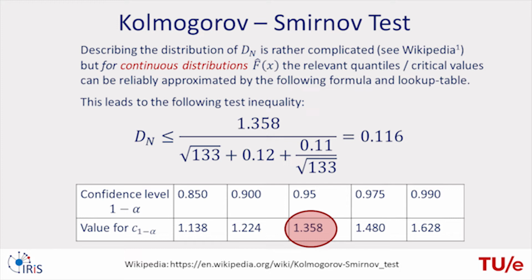So when we've computed the statistic D of n, we should find a value lower than 0.116 in order to accept that the distribution is indeed close to the actual distribution that we hypothesized. If D of n is larger than 0.116, then we reject our hypothesis.